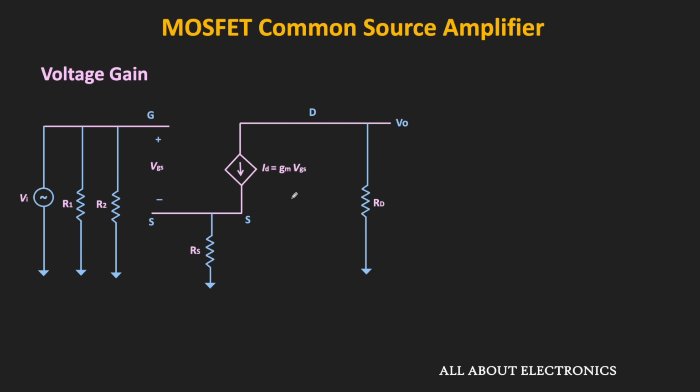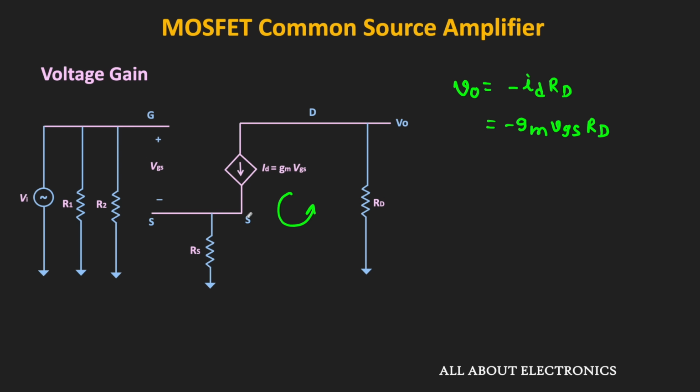Now here, since the drain current ID is flowing in this fashion, we can say that this output voltage Vout is equal to minus ID times RD. That is equal to minus gm times VGS times RD, right? So now let us find the relationship between this voltage VGS and the input signal.